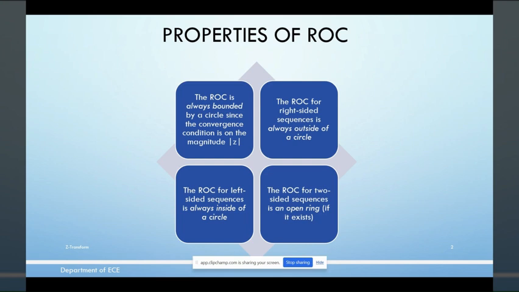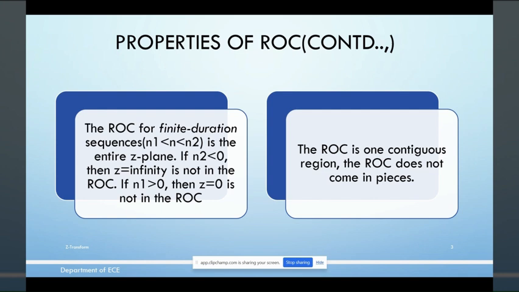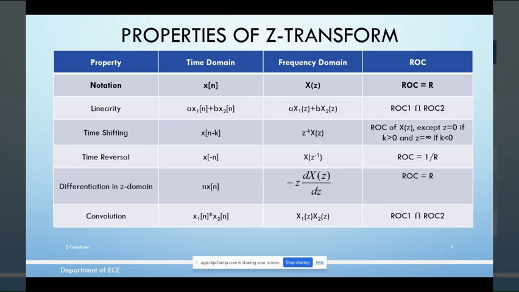If it is a left-sided sequence, minus a power n u of minus n minus 1, the ROC lies always inside a circle. For a two-sided sequence, if it exists, then it is an open ring. This is for the finite sequence. For a finite sequence, for n greater than 0, that is a right-sided sequence, z is equal to 0 is not in the ROC. If it is a left-sided sequence, n less than 0, z is equal to infinity is not in the ROC. ROC is one contiguous region and it does not come in pieces. These were some of the properties of region of convergence to keep in remembrance.